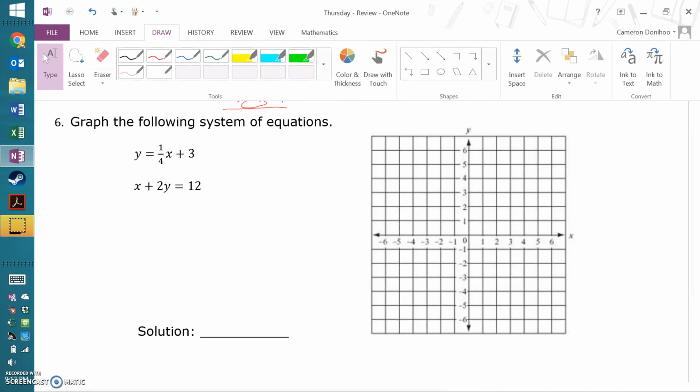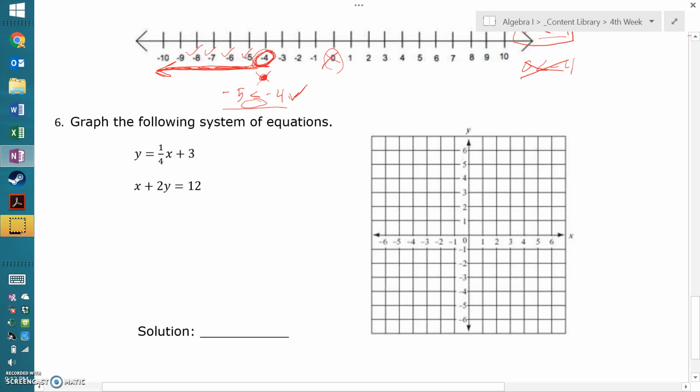Number 6 is graph it and come up with a solution. Really, that's just going to take you solving for y here. So subtract that over. Gone to y. That's a negative x. There's an invisible 1 there. It's 12. Still solving for y. Get rid of the 2. Okay, so now y equals negative 1/2 x plus 6.